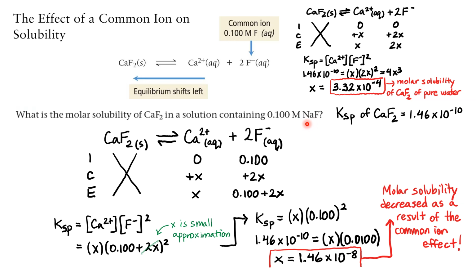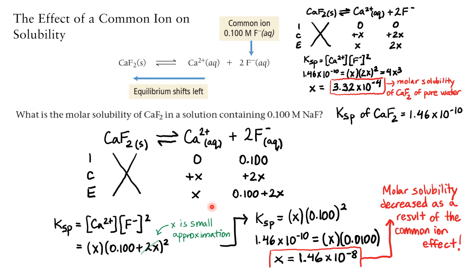You know from your solubility rules that sodium fluoride is pretty soluble, meaning that it's going to break up completely into sodium plus and fluoride minus. So if you have 0.100 molar sodium fluoride, you also have 0.100 molar F minus, because this completely breaks up. This isn't a partial dissociation. So as a result, you are starting with 0.100 molar of your fluoride. And now you describe your changes: plus x and plus 2x, because there's a 2 in front of here.